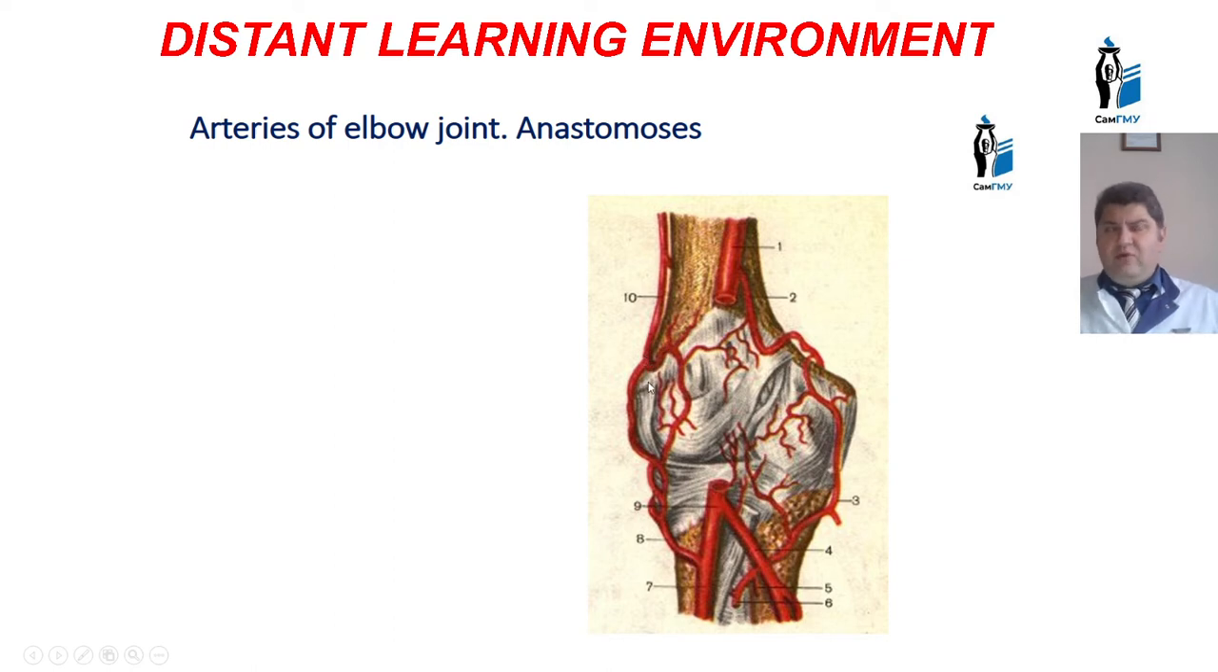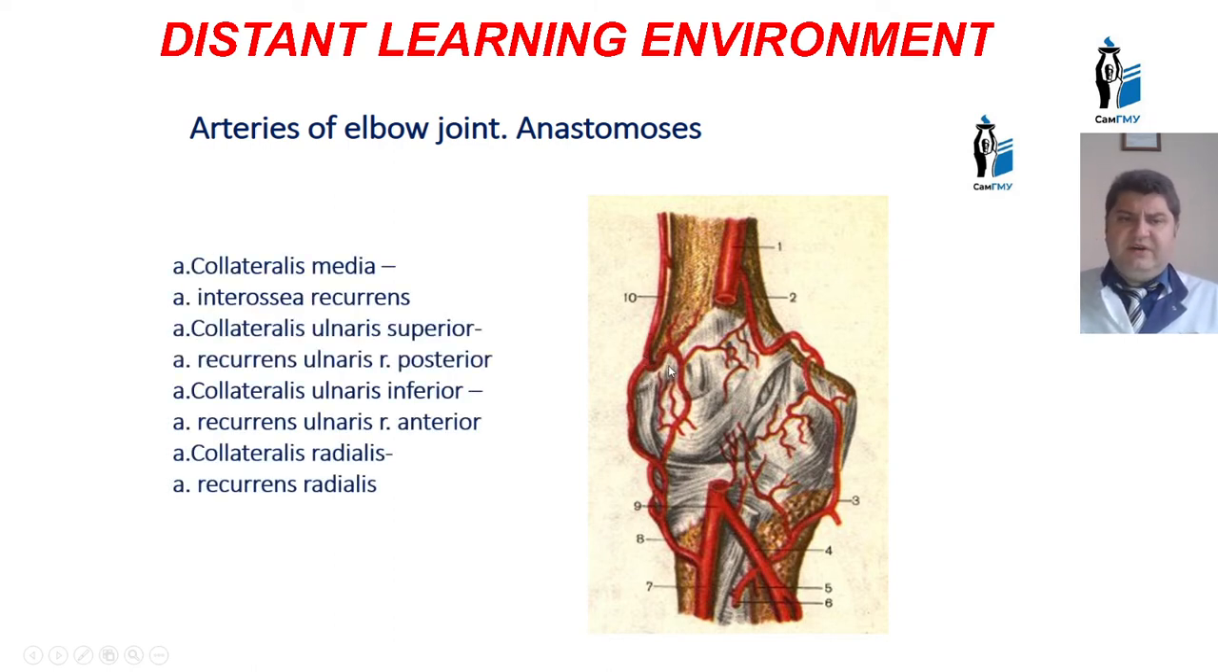And now we must look at the cubital joint or elbow joint. We talked about anastomosis over this joint. You may see that eight main arteries, collateral arteries from the brachial system and recurrent arteries from the ulnar and radial system, form anastomosis, an arterial network over the cubital joint, over the elbow joint. So let's look at the places of connection between these arteries.